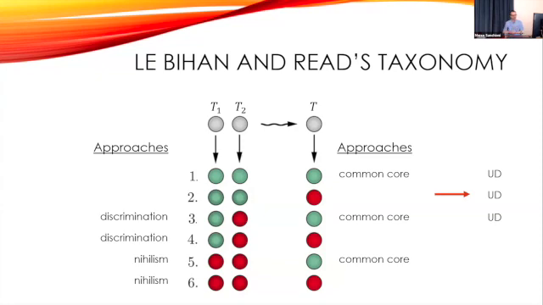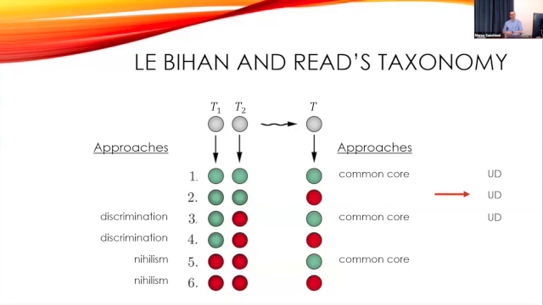They have these other approaches that they call discrimination and nihilism. I'm not going to focus on those because I'm interested in the common core approach. And then they conclude that we have 3 cases of underdetermination, because underdetermination basically comes down to having more than one green dot on the horizontal. So in the first 3 cases, we have 2 or 3 green dots. Those are cases of underdetermination.